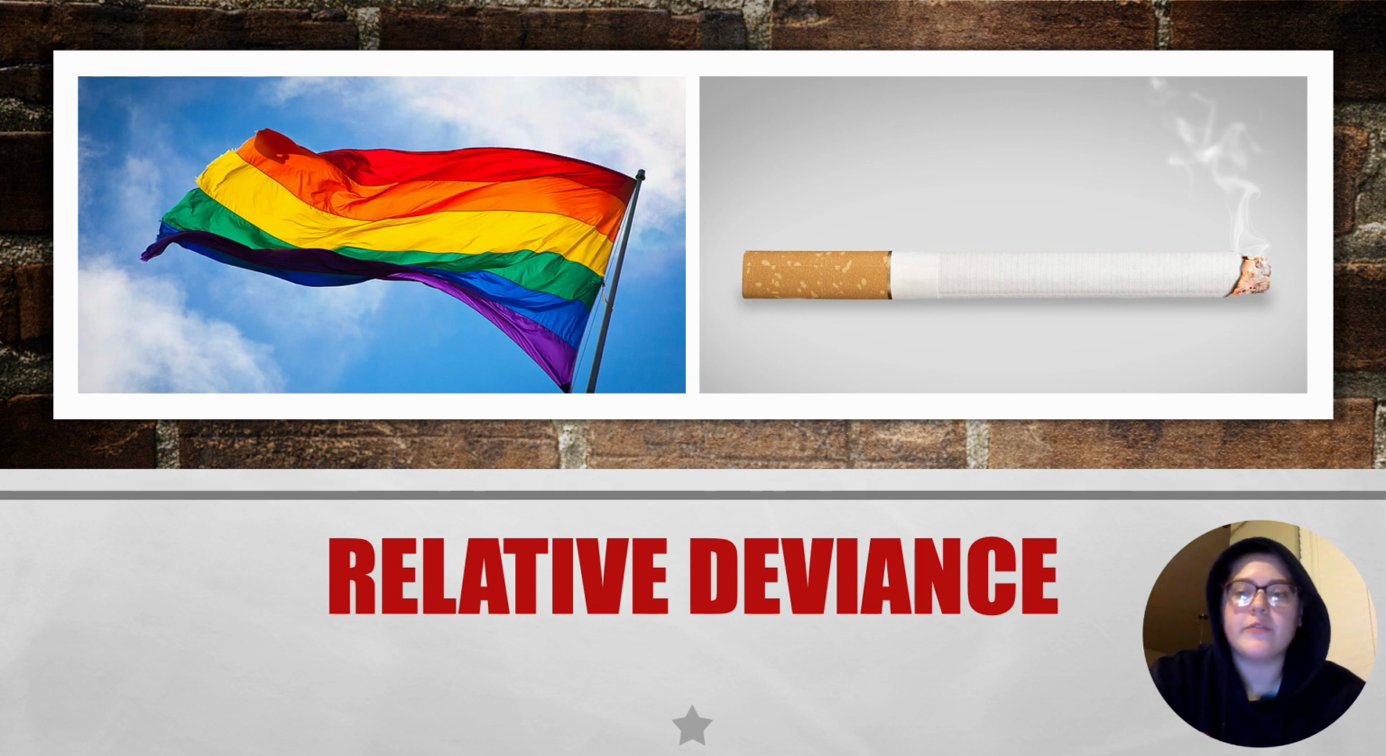Another important bit of information when we're talking about deviance is the idea of relative deviance. So what this means is that deviance is on a scale and things can move up and down on that scale of deviance. So for example, if a person were to identify as part of the LGBTQ plus community, that was once considered something that was deviant by a large majority of our society, but now that's not something that's really considered deviant.